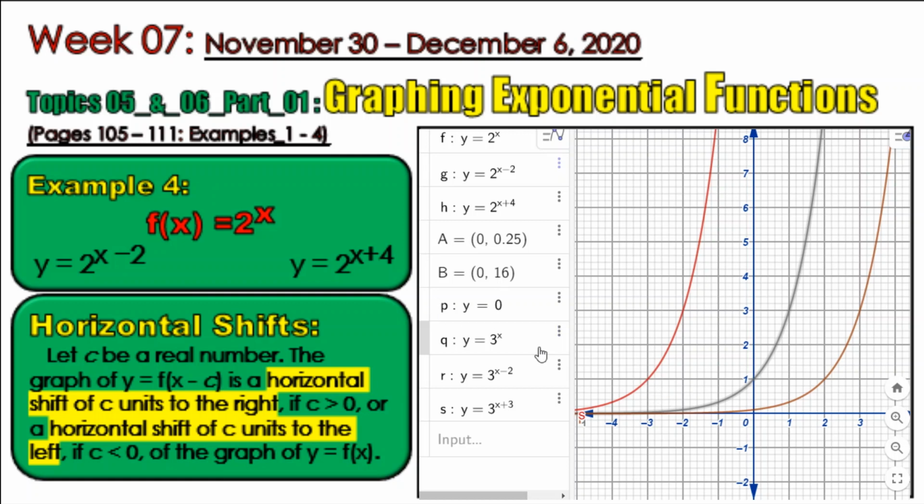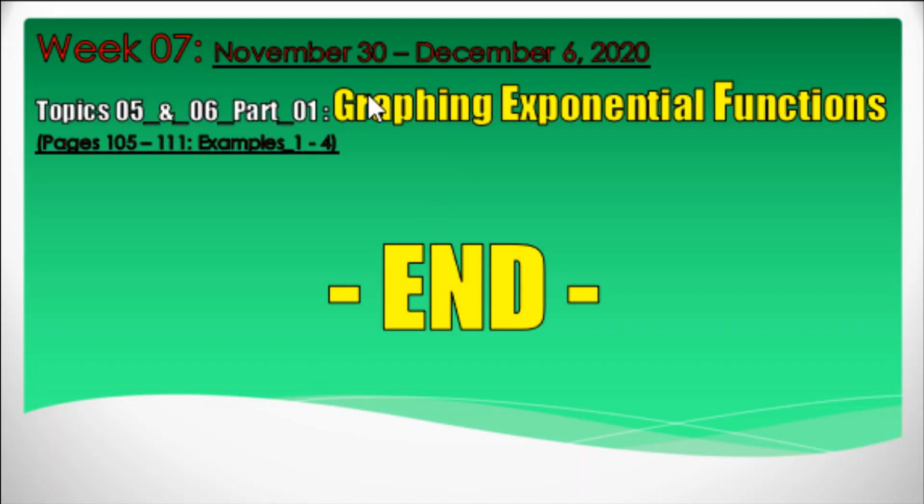So for example number 4, we have discussed the horizontal shifts. It could be right or left depending on the value of c. For this video, we have discussed graphing transformations of exponential functions starting from reflection. We have also discussed vertical stretching and shrinking. We have also the vertical shifts, and we have horizontal shifts.